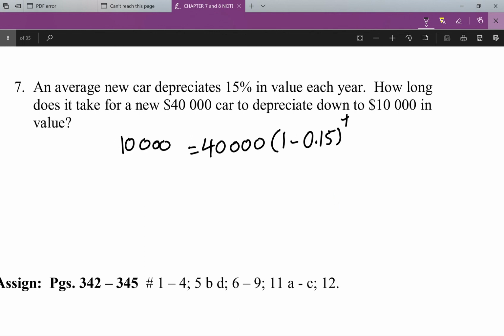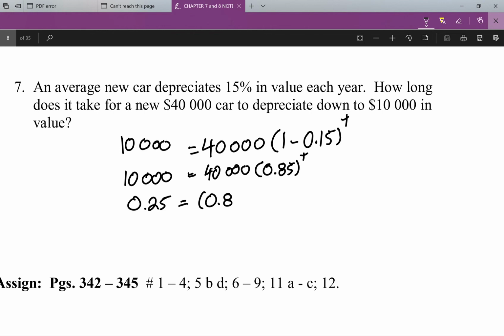Now again, I could divide both sides by the 40,000 and have 0.25 on my left-hand side. That is perfectly fine. It just really does depend on your familiarity with graphing calculators. But we get 10,000 equals 40,000 multiplied by 0.85 to the power t. Or if you wanted to divide that 40,000 by both sides, we get 0.25 equals 0.85 all to the power t.